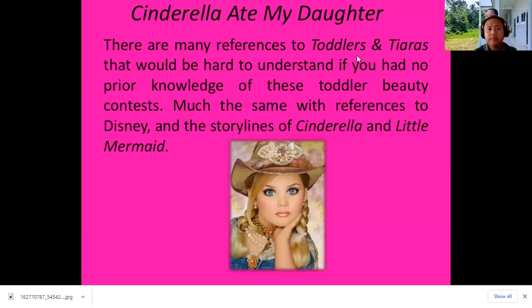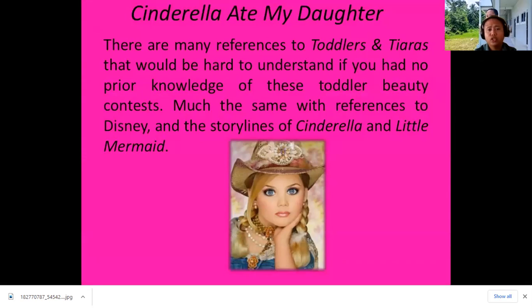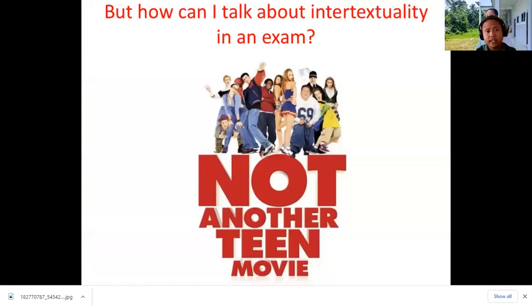Cinderella Ate My Daughter. There are many references to Toddlers and Tiaras that would be hard to understand if you had no prior knowledge of this toddler beauty contest. Much the same with references to Disney and the storylines of Cinderella and The Little Mermaid.